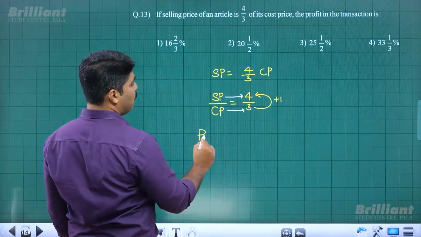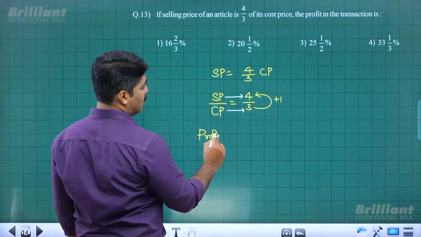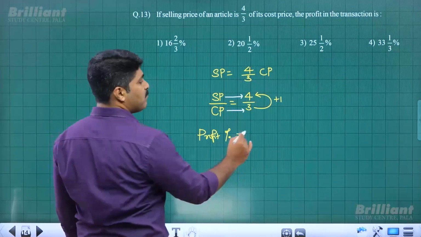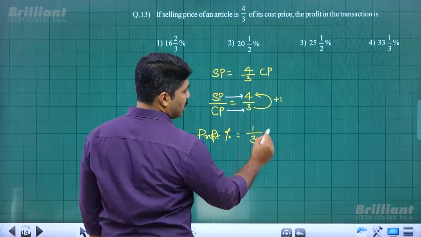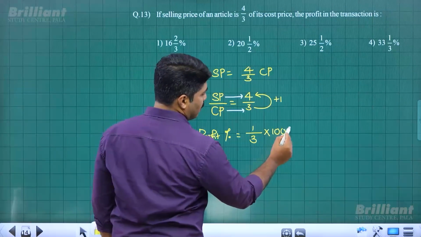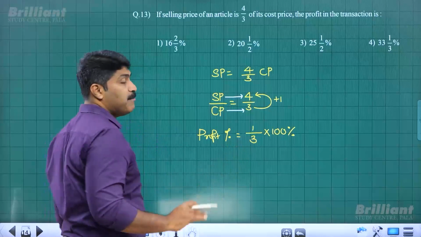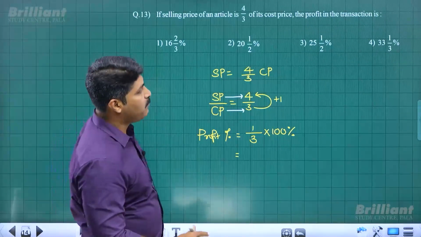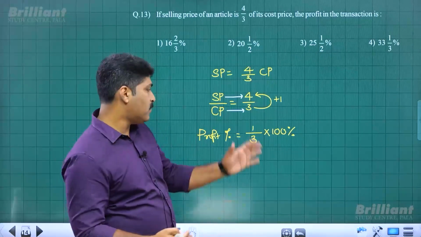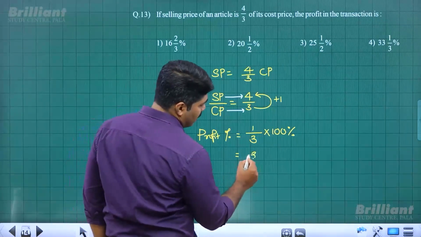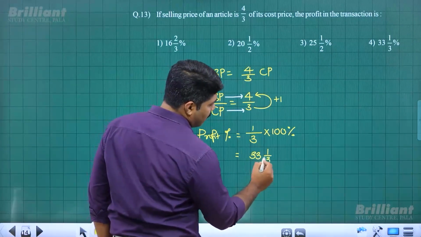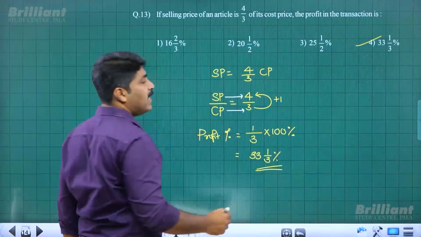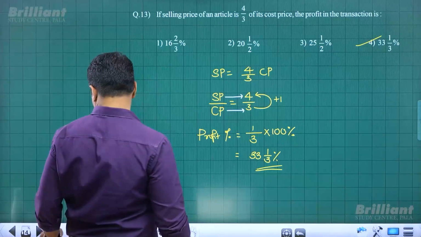So therefore, what is the profit percent? Usually, which way are we finding profit percentage? This profit is what percent of cost price? So that's the step. Understand? The denominator should be the cost price. So here, what is 1 by 3? Once we observe this value, immediately we will get the idea. What is 1 by 3? 1 by 3 is nothing but 33 and 1 by 3 percent. Here, the percentage of profit is 33 and 1 by 3 percent.